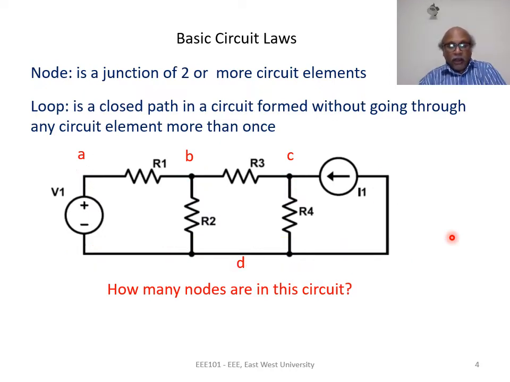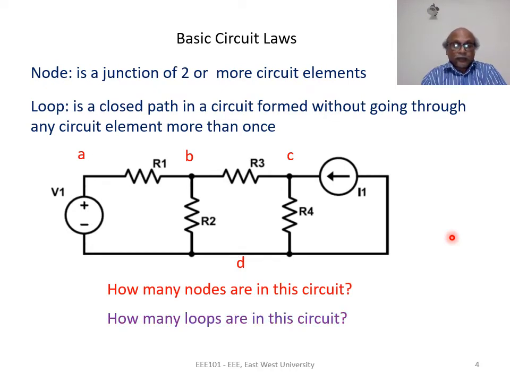Next we want to know how many loops there are. It is easy to identify the loops. In a loop, we can travel in 2 possible directions. We can go clockwise or we can go counterclockwise. So remember that the same loop can be traveled in 2 different directions. First, we look at clockwise travel. There are 3 loops which we can see obviously. This one, we start from A, go to B, go down through R2 to D and return to A. So this is one loop.